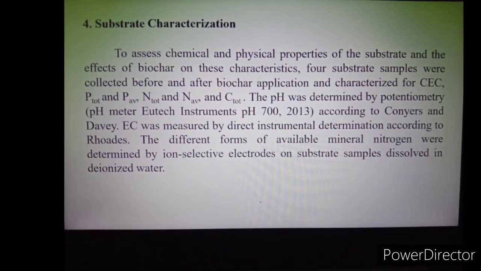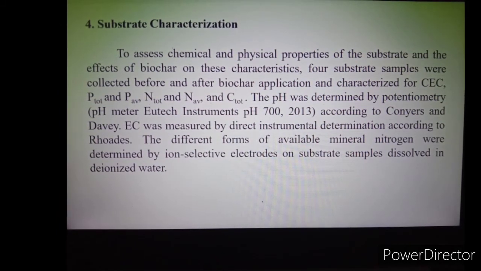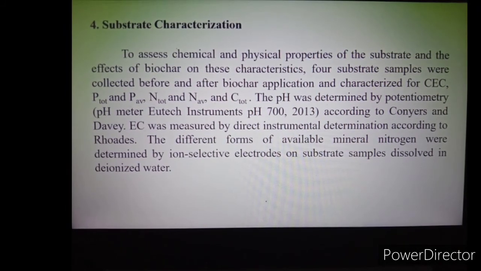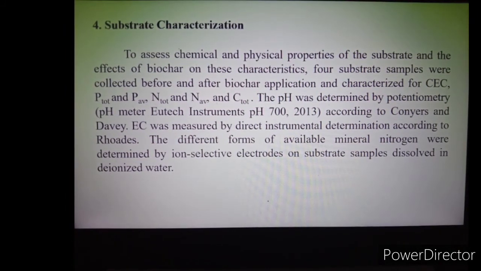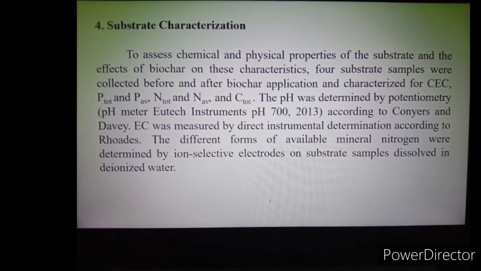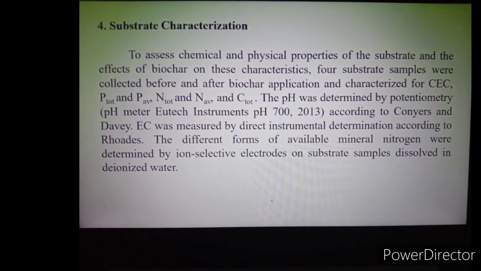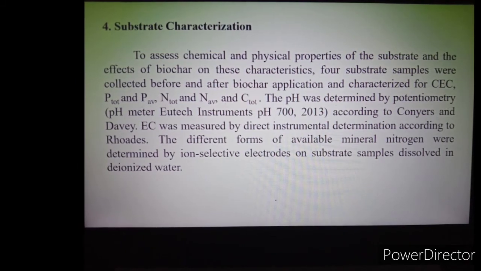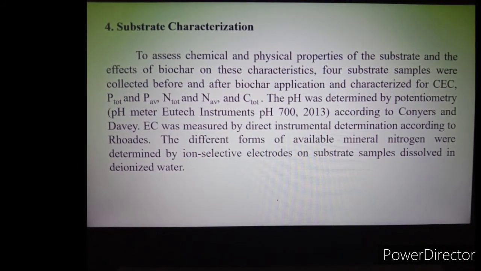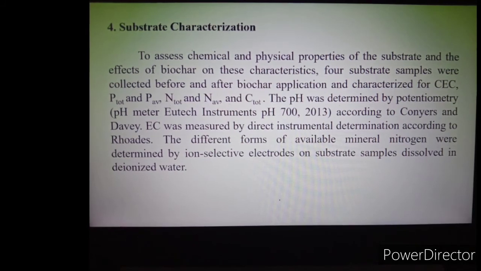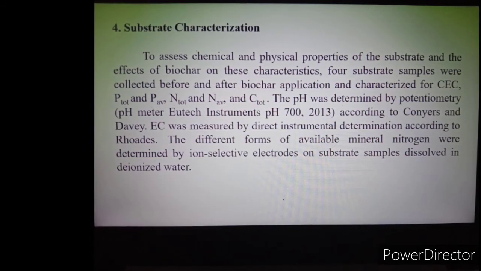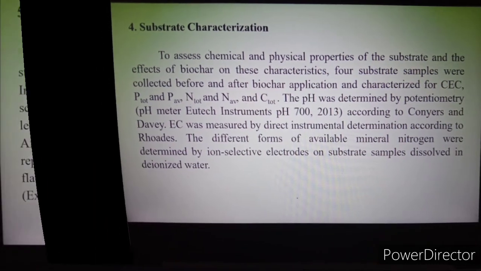According to Conyers and Davey, EC was measured by direct instrumental determination according to Rhoades. It is the measurement of exchange capacity, while the different forms of available mineral nitrogen were determined by ion-selective electrodes on substrate samples dissolved in deionized water.